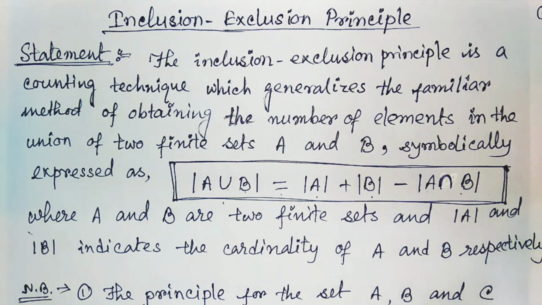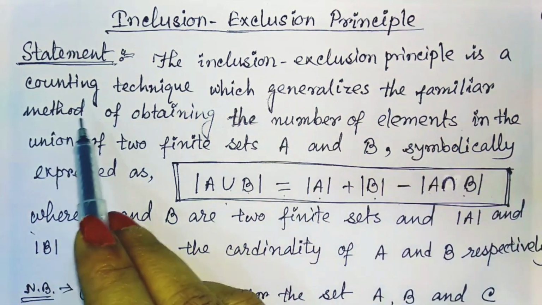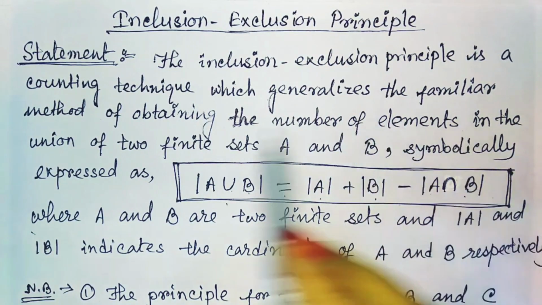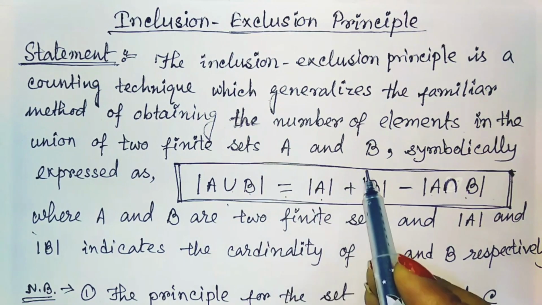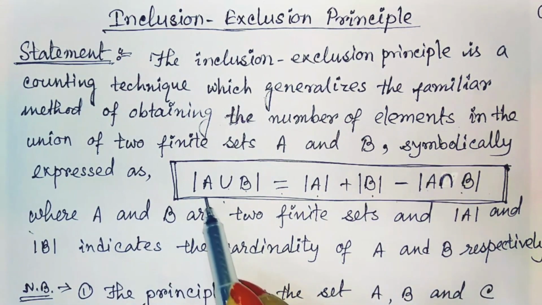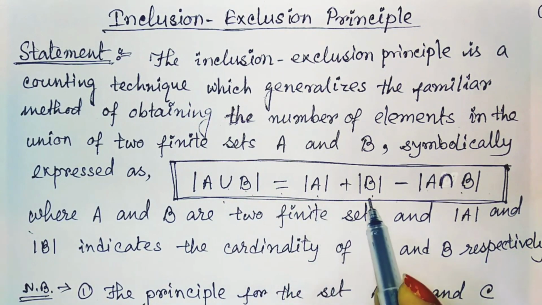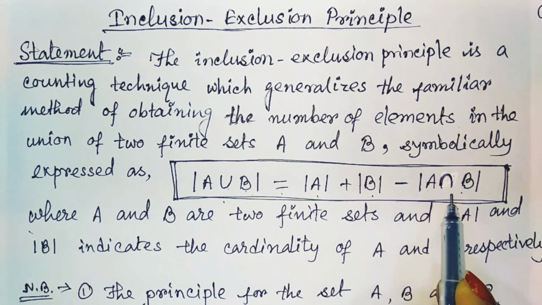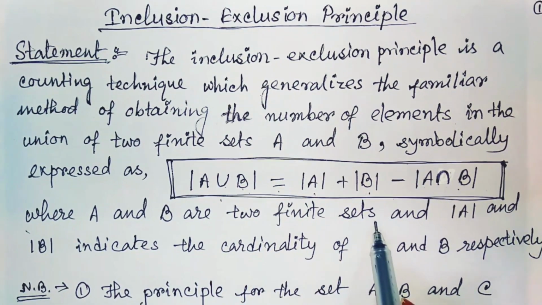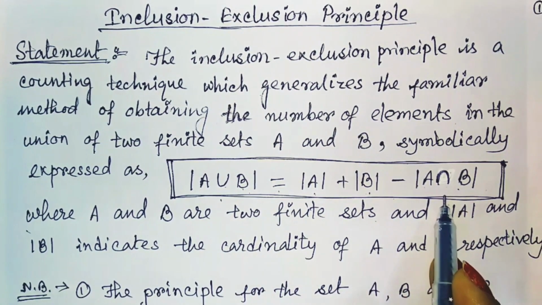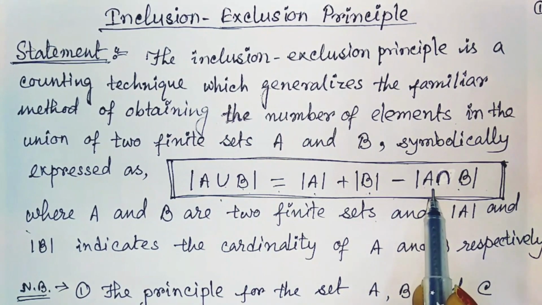Of inclusion and exclusion. So the statement: the inclusion-exclusion principle is a counting technique which generalizes the familiar method of obtaining the number of elements in the union of two finite sets A and B. Symbolically, we express it as cardinality of A union B is equal to cardinality of A plus cardinality of B minus the cardinality of A intersection B, where A and B are two finite sets. This expression, I hope you can identify. Yes, we came across this expression in the time of probability.